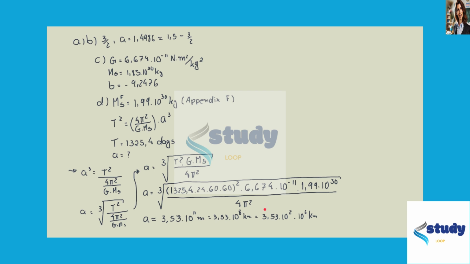Now we can compare 3.53 with the values that were given by the problem in that table. To make that comparison, it's easier to write 3.53 as 353. Then, comparing with the values, we conclude that the Vesta asteroid orbits in between Mars and Jupiter. With that, we finish this long question. The numerical answers are circled in green.